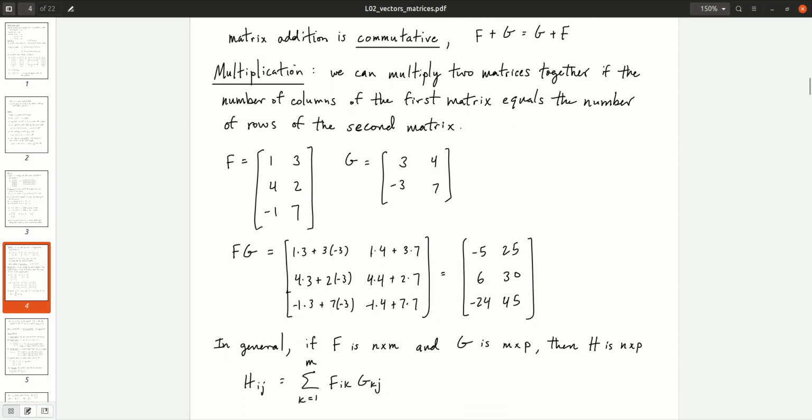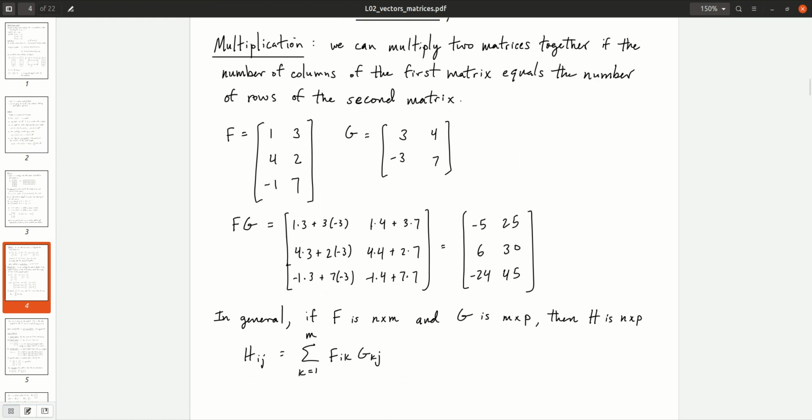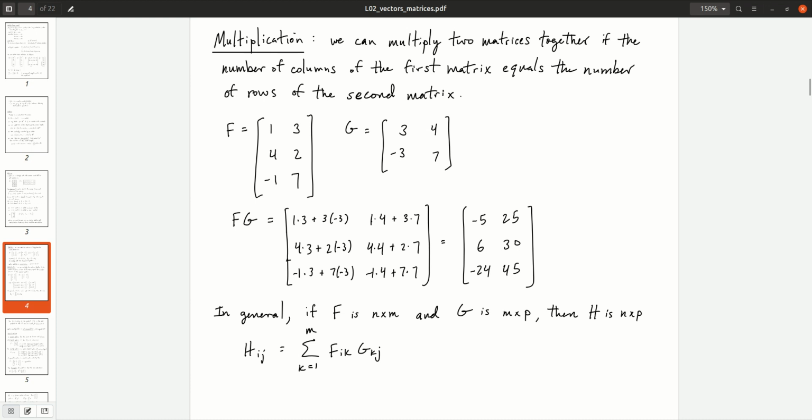Now, multiplication is slightly more complicated, but it's really not that complicated. There's just a set of rules that you have to learn to multiply matrices together. And if you do enough examples, it becomes natural and it's not a big deal. So, when can we multiply two matrices together? We can multiply two matrices together if the number of columns of the first matrix equals the number of rows of the second matrix.